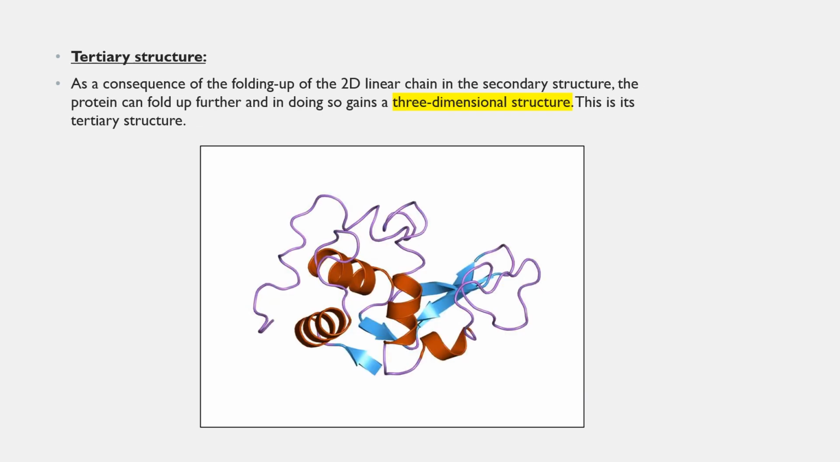Now we come to the tertiary structure. Tertiary structure is a three-dimensional structure. And here the red helices are alpha helices and the blue arrows are beta sheets.